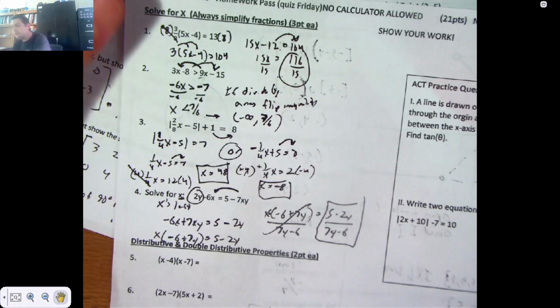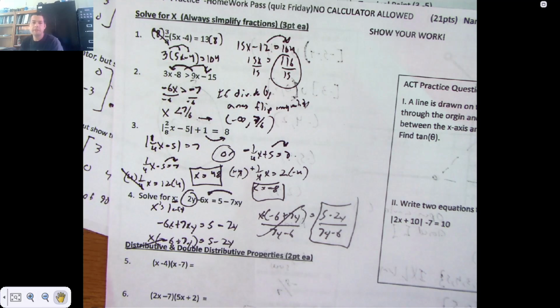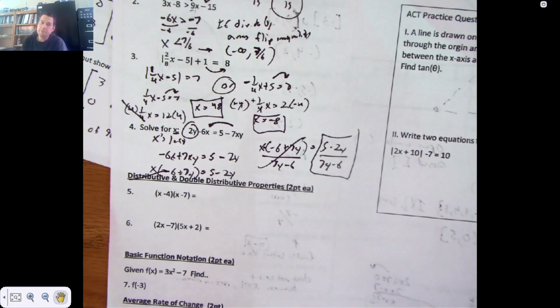All right, moving on to the distributive and double distributive property. It's pure double, by the way, at this point in time. I'm done with the distributive property. Pure double. Sooner or later, we'll have triple. It's coming.